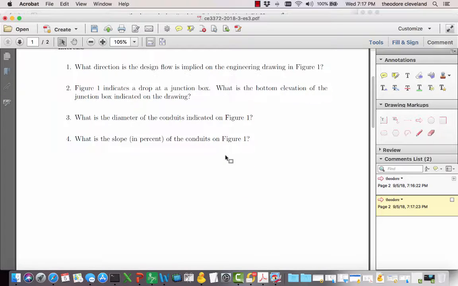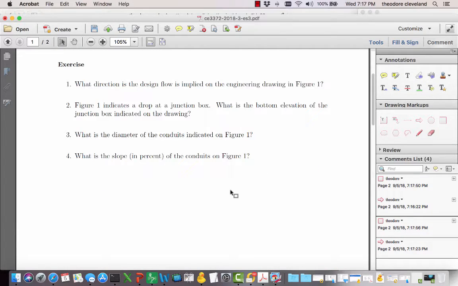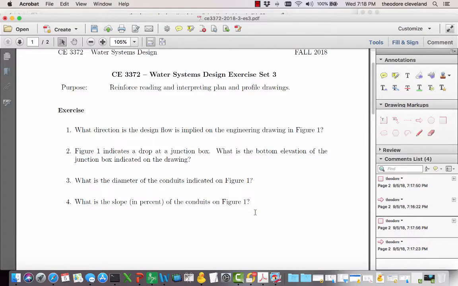What's the diameter of the conduits? It strictly states that these are 36-inch reinforced concrete pipes. 36-inch reinforced concrete pipes, so the diameter is 36 inches or 3 feet.